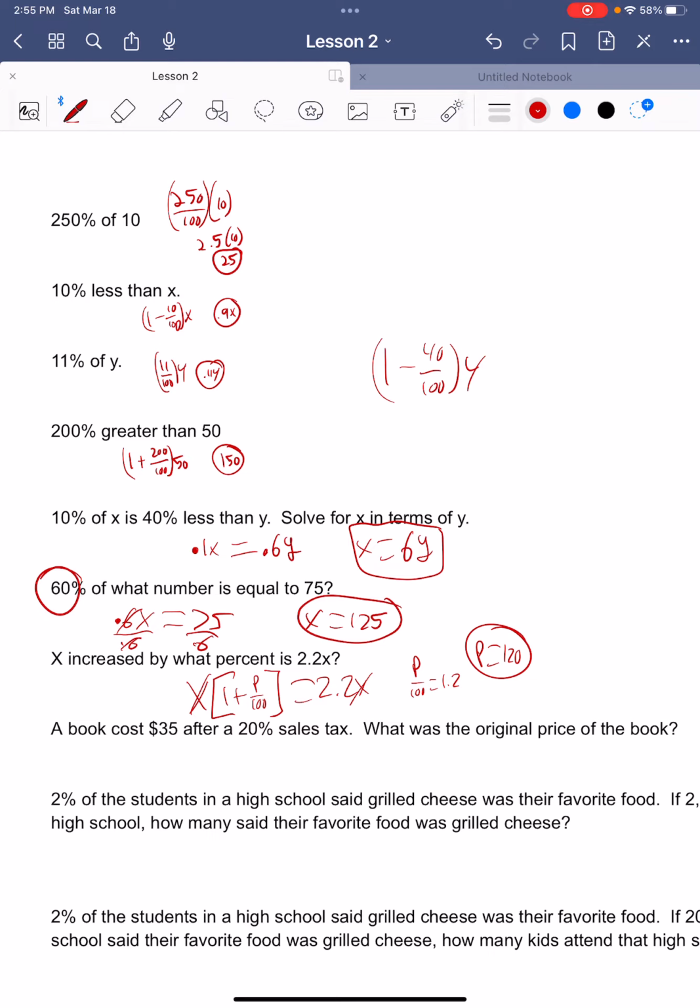So using our greater than rule, that's going to be 1 plus percent over 100, which is 1.2, times our original price, I'll label that x, is equal to $35. Then using our calculator, we divide by 1.2 on both sides to get the original price, x, to be 29.16, or around that.